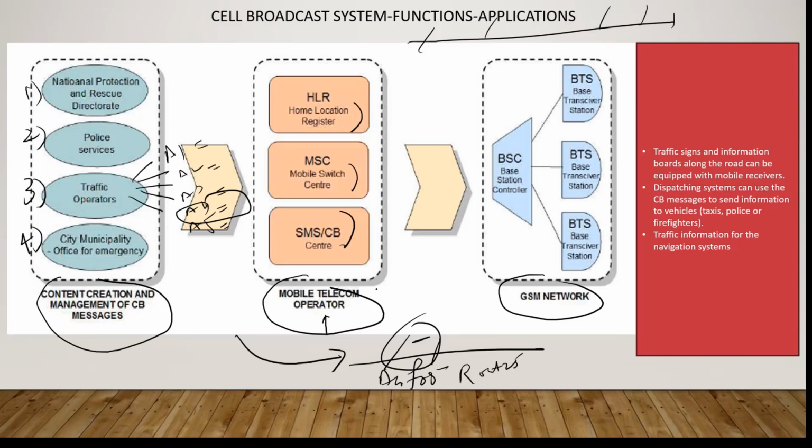And then we have the base station controller, which ensures that all the traffic information boards along the road can be equipped with a mobile receiver, and there should be a dispatch system so that vehicles can receive services in the form of taxis, recovery systems, police and firefighters, etc.